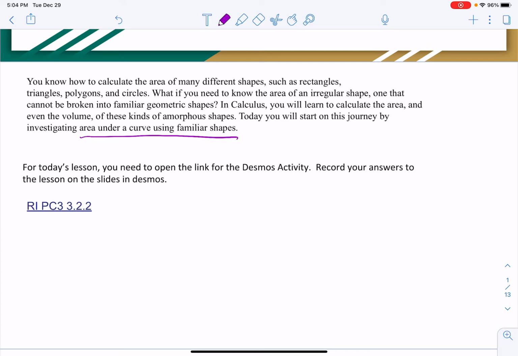In order to record your information today, you need to open this link in Desmos. So you want to find lesson 322 in Desmos. And then you're going to record your answers to the lesson on those slides.